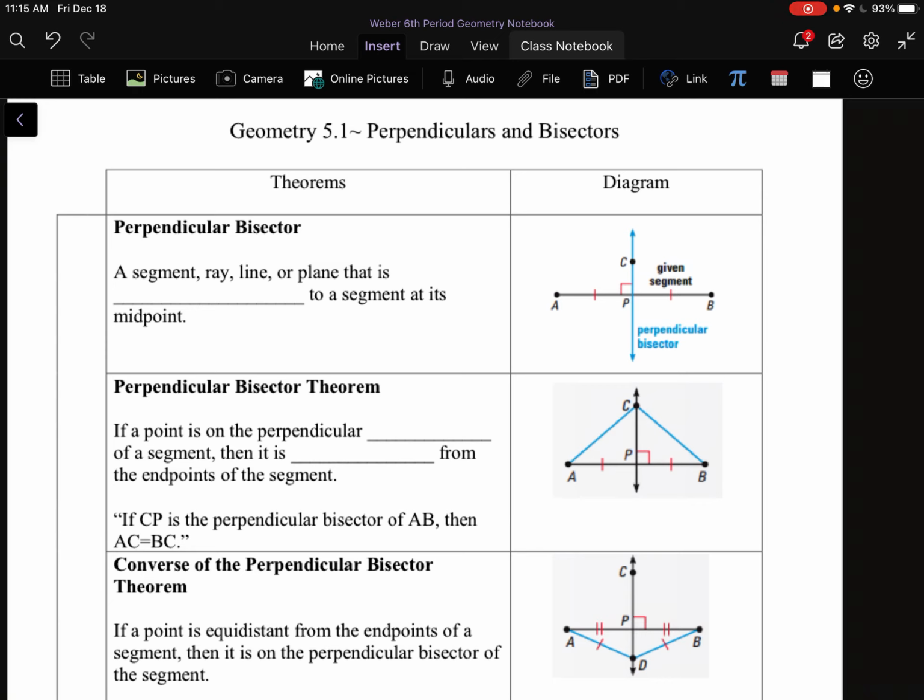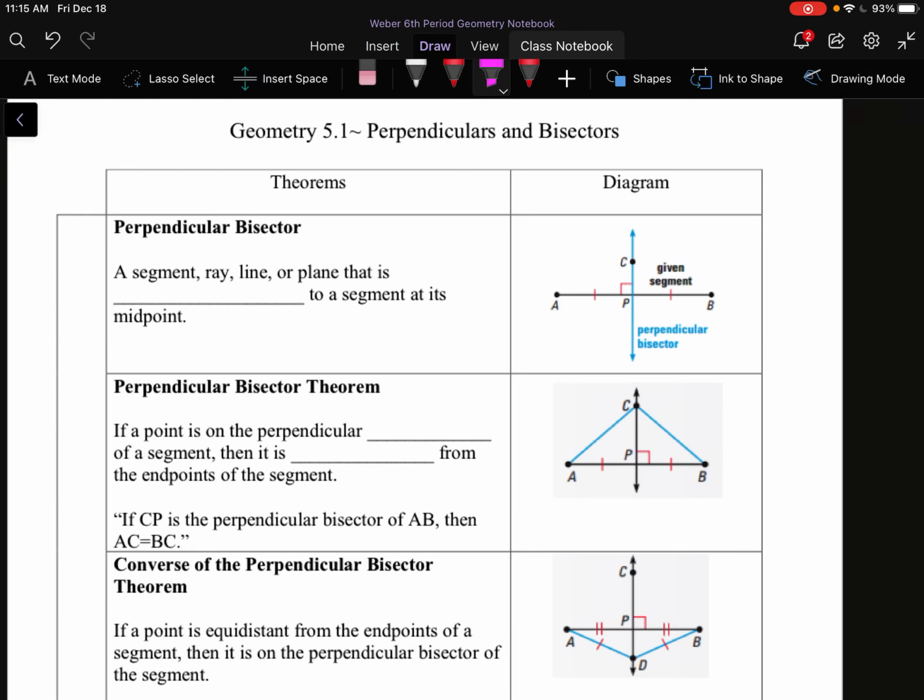First, the first definition here, we have a perpendicular bisector. This is a segment, ray, line, or plane that is perpendicular to a segment at its midpoint. So here's our perpendicular bisector. Remember, when we have something that's perpendicular, it creates a right angle. And a bisector will cut our segment in half. So it cuts this segment from A to B directly in half, giving us two congruent lengths.